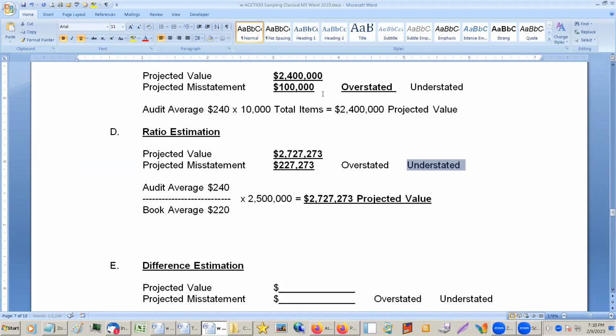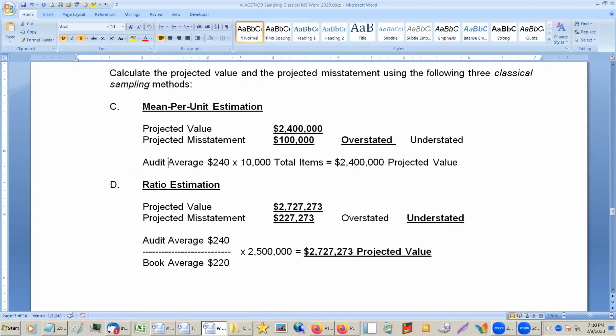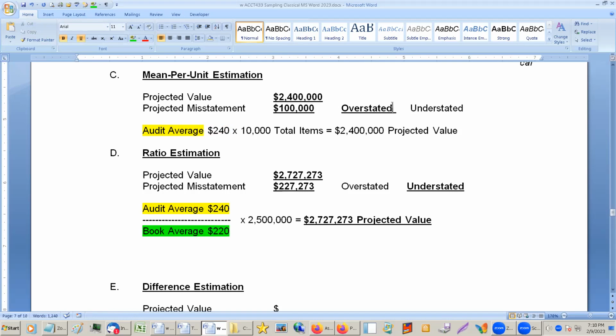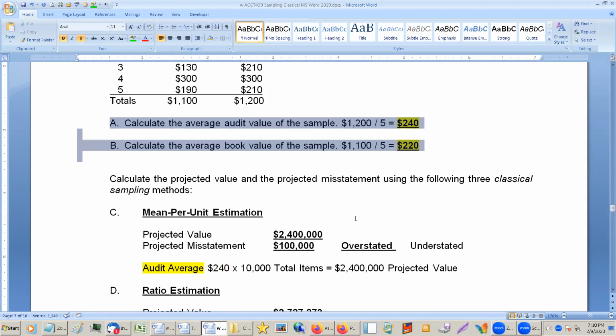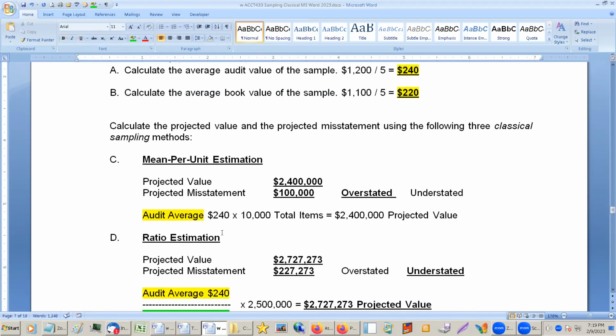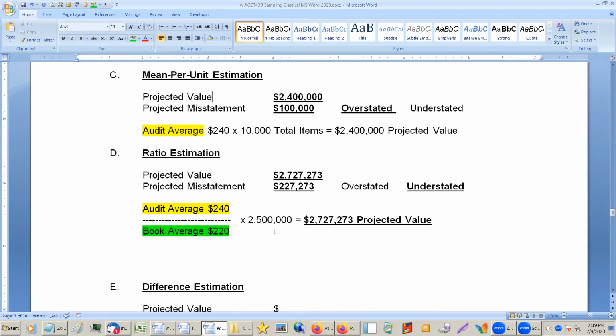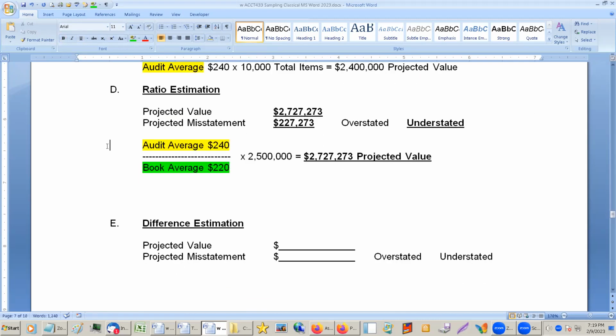And this can happen. It happens basically because this one only uses the audit average, whereas the other two use both of them. There is a contrast between them. If it's just at 240, you're using the exact same data, but mean per unit will give you an understatement, and ratio will give you an overstatement. Difference estimation will also give you an overstatement. You get to figure that out.